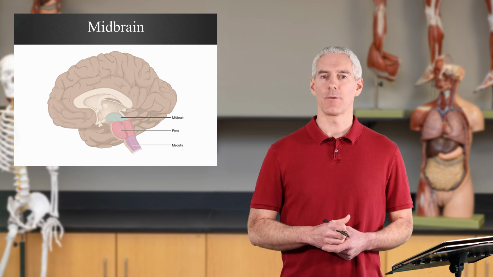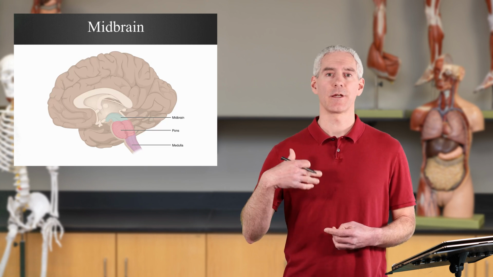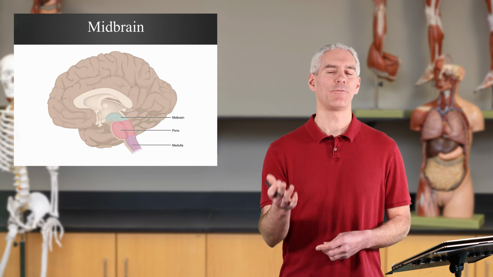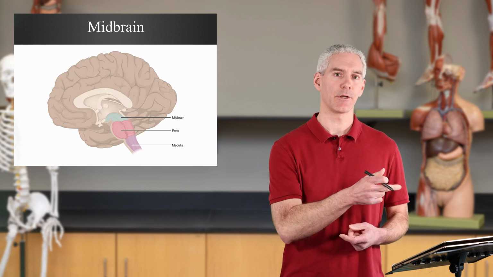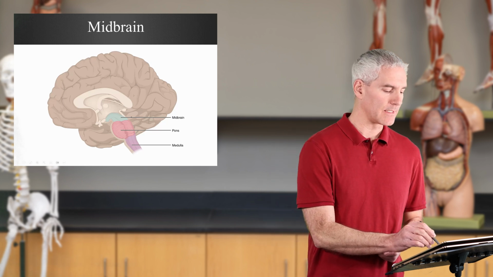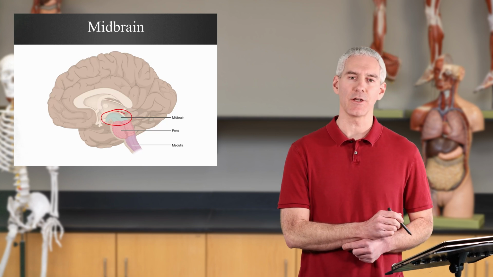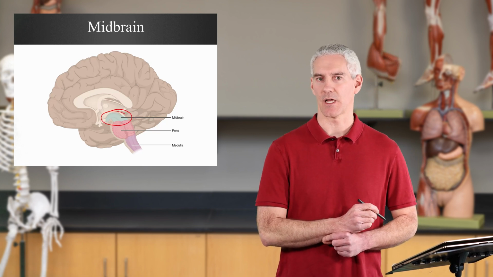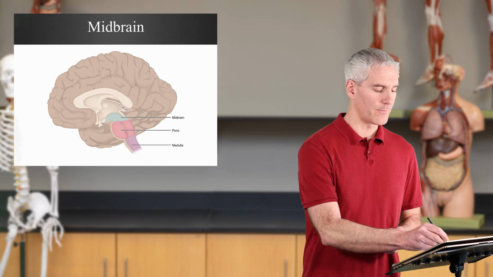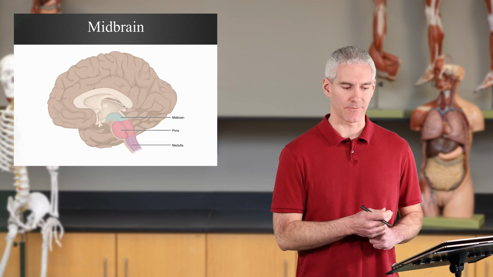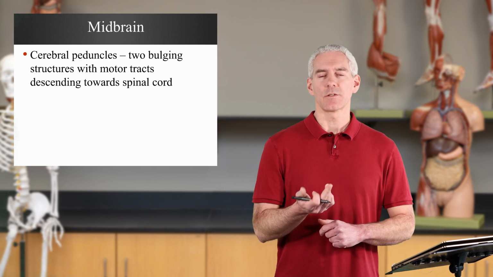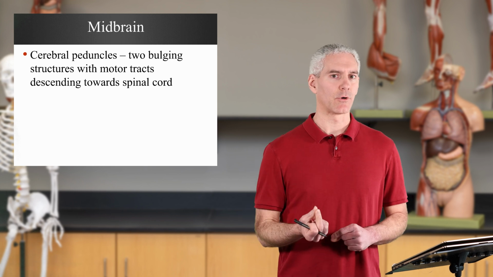Continuing on from medulla oblongata, superiorly to the pons, and now finally superior to that is your midbrain. The midbrain is going to be the most superior of the three regions of your brainstem. From here, we actually get into the brain itself. So some structures, the cerebral peduncles.